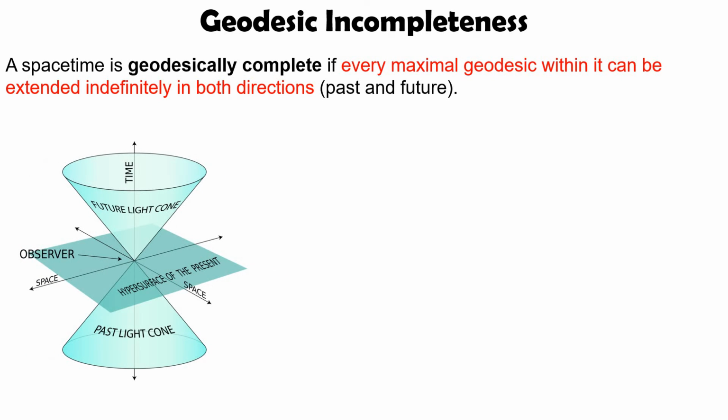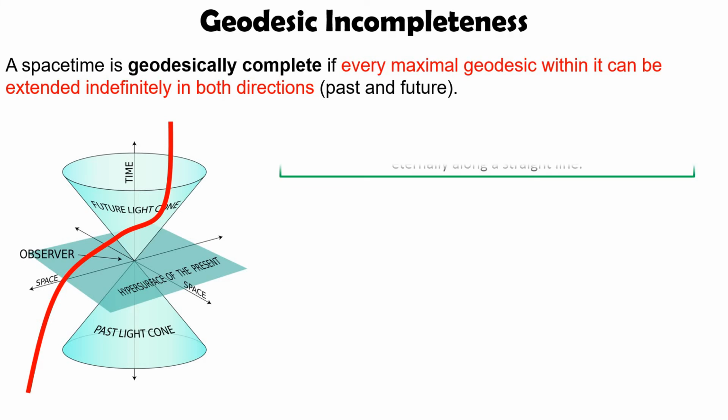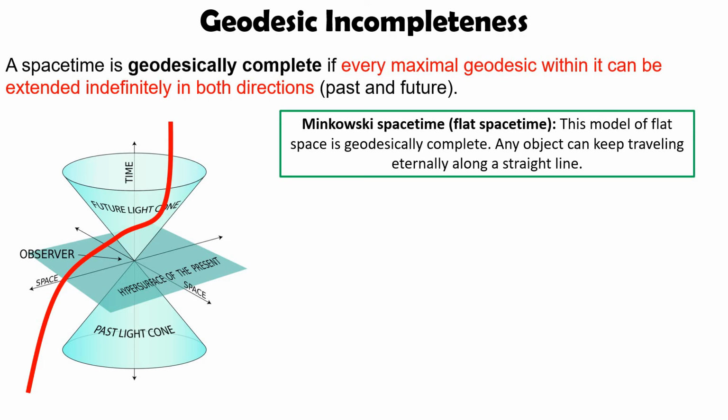So you see this is a future and past light cone, and this blue line is extending from the past into the present and goes to the future and goes on and on. Minkowski space-time, flat space-time, is a model of flat space and is geodesically complete.